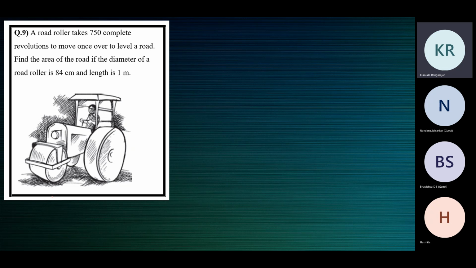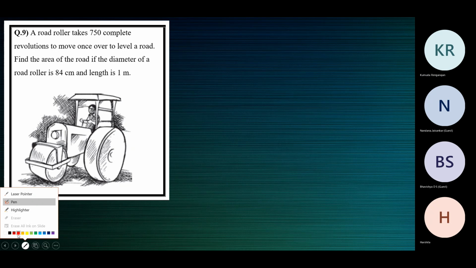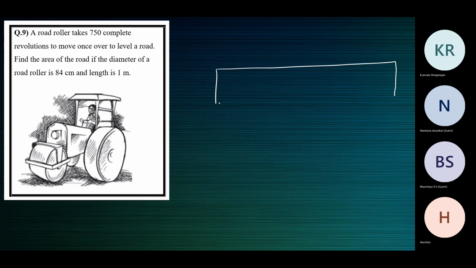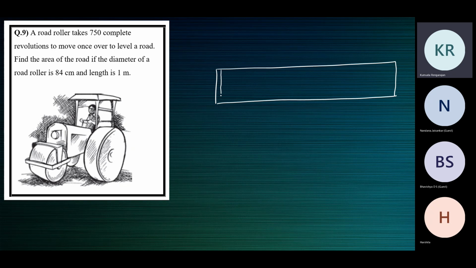Now just imagine, this is the road, and this is the road roller. This is just to explain. Now, leave this figure. Say this is the road, and this is the cylindrical roller.